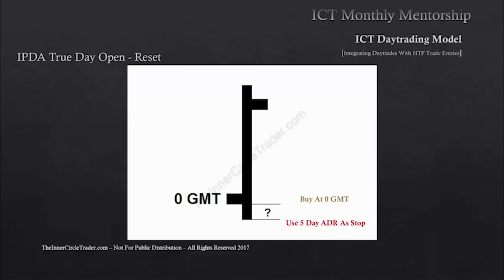Yeah, you're going to use a 5-day average daily range as your stop. You would take whatever that average daily range is, subtract it from the opening price at 0 GMT, there's your stop loss, and you just let it rip until it trades to a premium PD array.